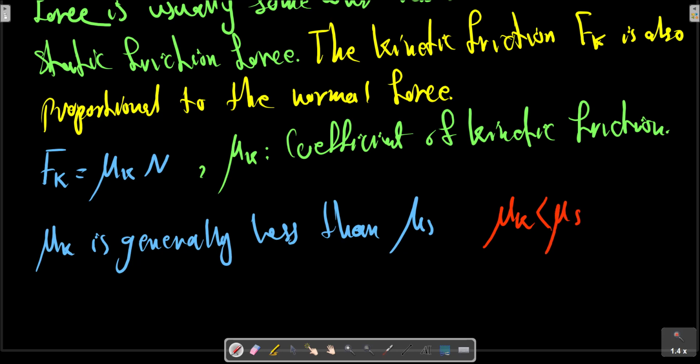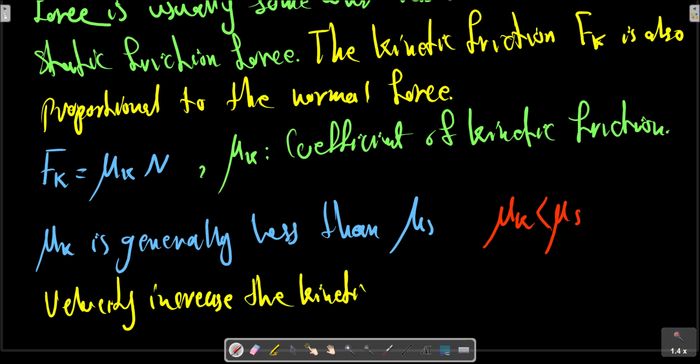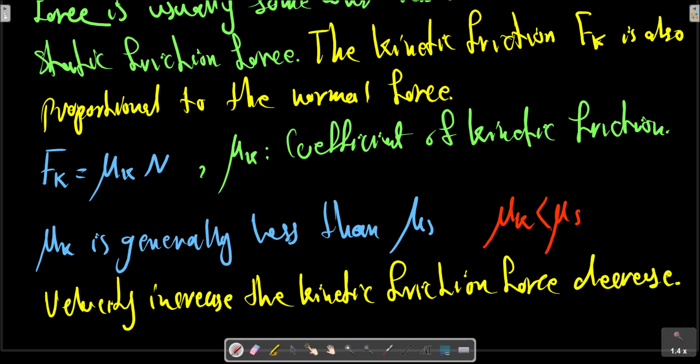As the velocity of the block increases, the kinetic friction decreases somewhat. With the velocity increase, the kinetic friction force decreases. And at high velocities, this decrease may be significant.